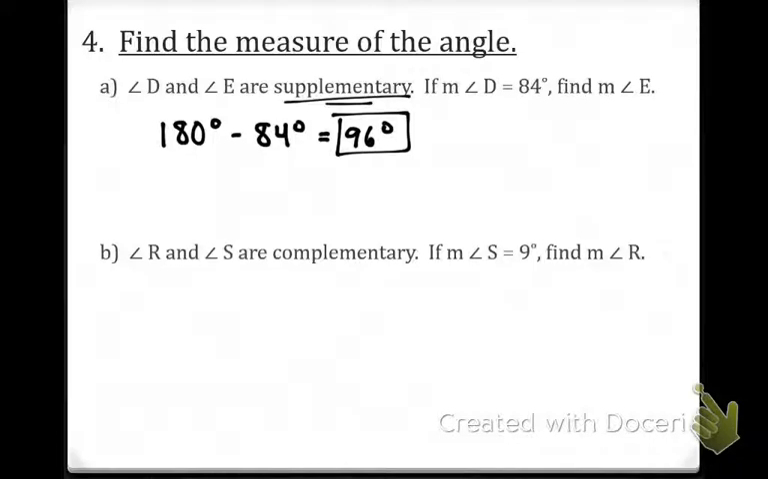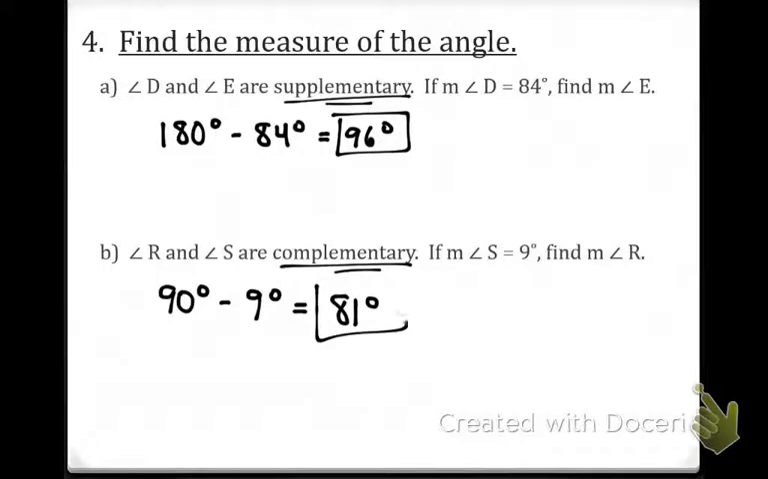Problem B says the angle R and angle S are complementary. If the measure of angle S is 9 degrees, find the measure of angle R. Isabel, how do I find this one? 90 minus 9. Okay, why did you choose 90? Because it's complementary. You are correct. Anytime you have complementary angles, they will always equal 90 degrees. So guys, what is the other angle? 81 degrees. You are correct. The measure of angle R is going to be 81 degrees.